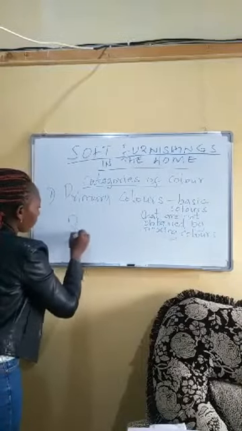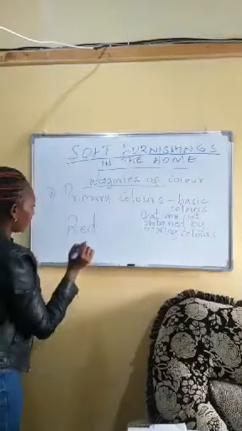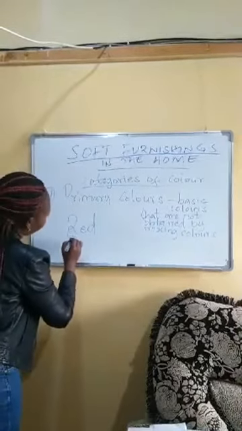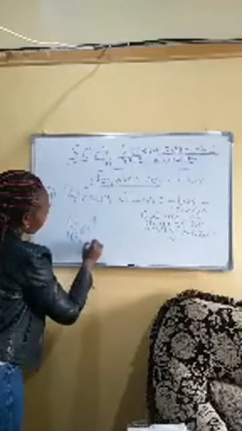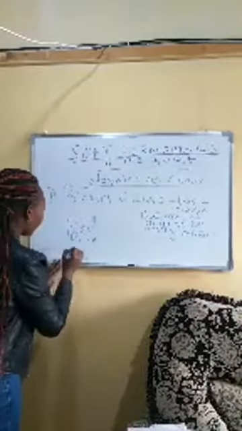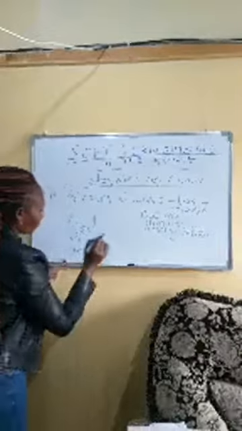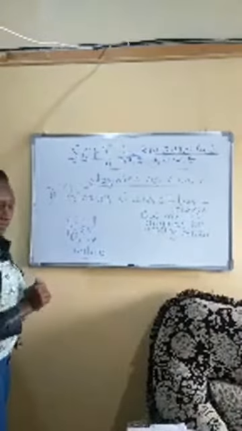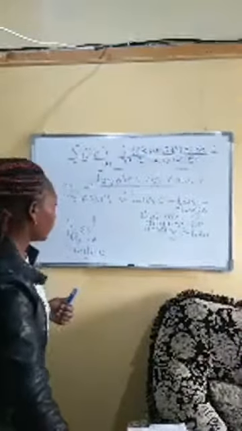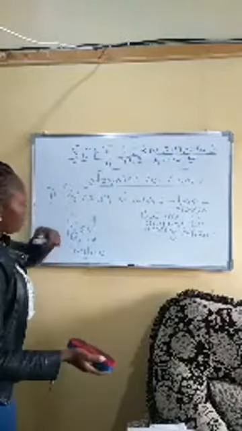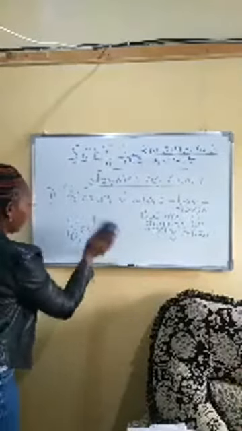So the first one is red, then we have blue, then we have yellow. So those are our primary colors: red, blue, and yellow. They are basic colors that are not obtained by mixing other colors.